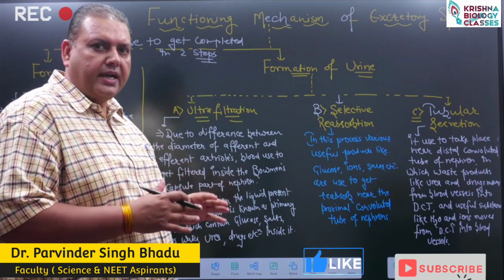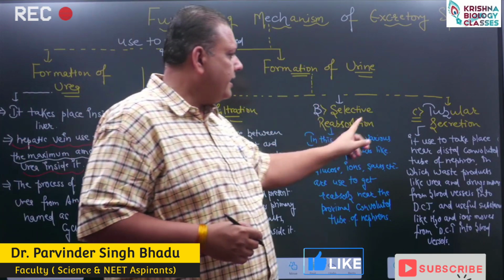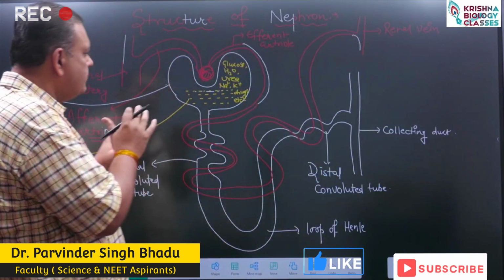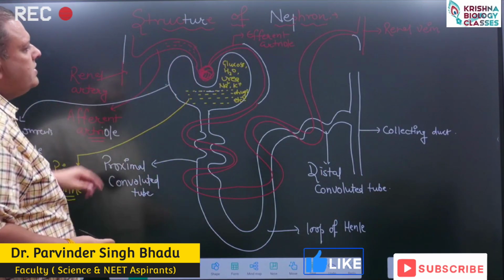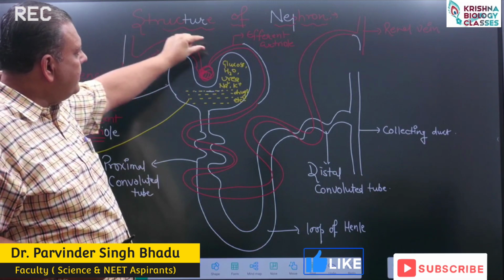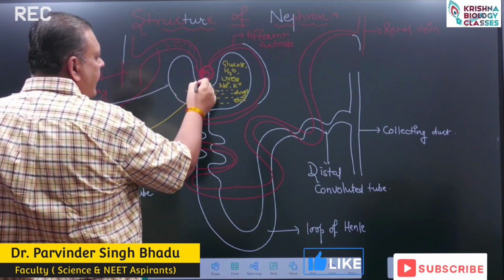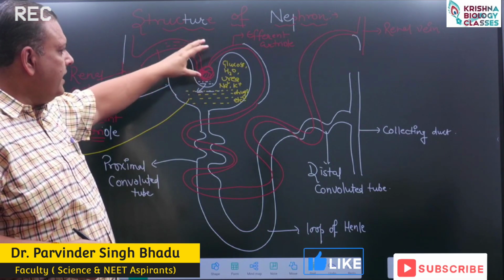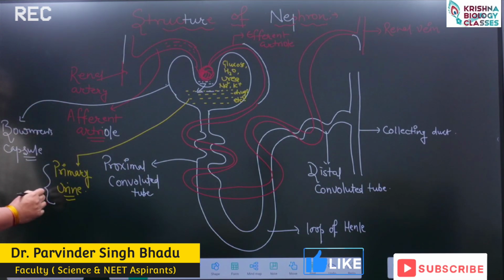The urine is formed inside the nephrons of the kidney, and it is a 3-step process: ultrafiltration, selective reabsorption, and tubular secretion. How it used to take place. Now see, here blood is coming from the renal artery. If you will see the difference between the diameter, afferent arteriole is having larger diameter and efferent is having least diameter. As a result, pressure is created over here and blood starts to get filtrated. This filtrate enters into the Bowman capsule and it will lead to the formation of primary urine.